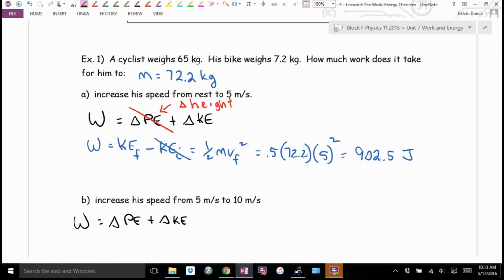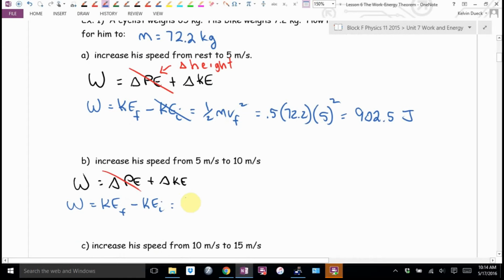What it's really saying is this: if you do work on an object, you're either changing how much stored energy it has, or you're making it speed up. Otherwise, you're not. Courtney, does this question imply any change in the height at all? So I'm going to do that. What's the change in anything? So this is going to be KE final minus KE initial. What was the equation? A half mv final squared minus a half mv initial squared.